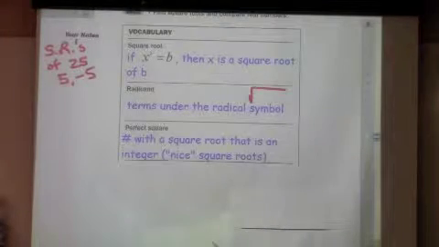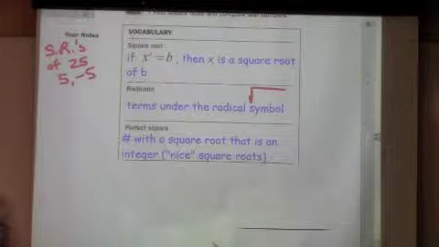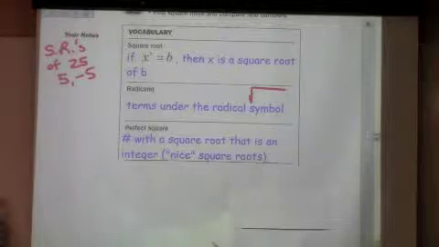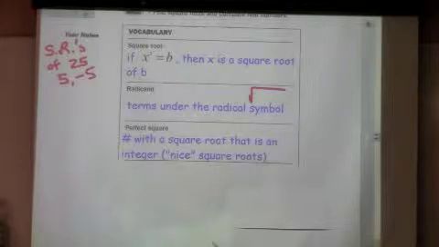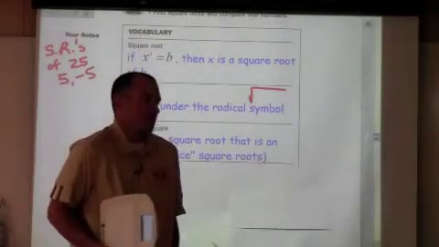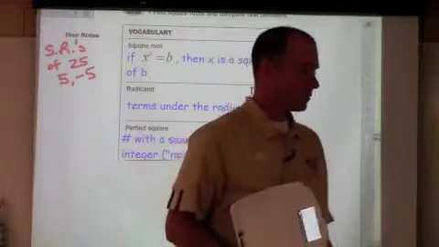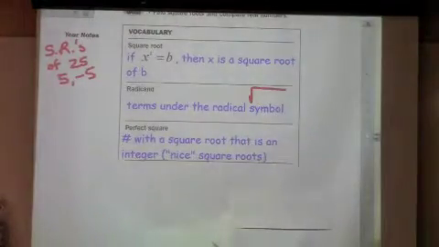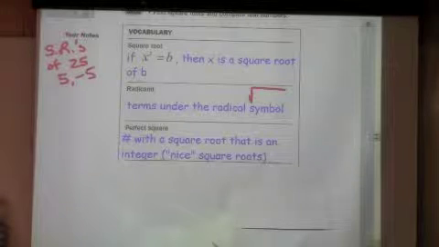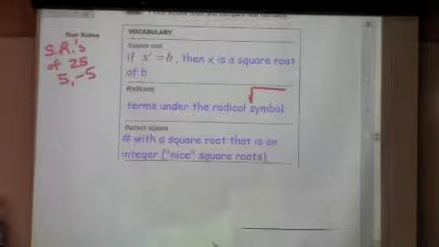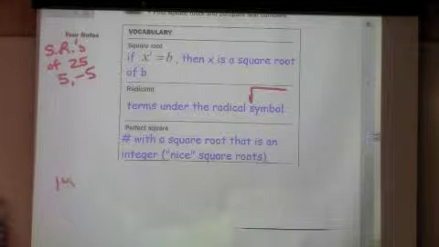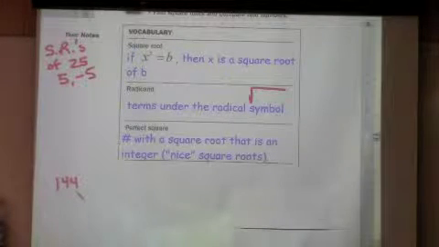All right, next vocab word, perfect square. A number with a square root that's an integer. I like to think of them as the nice ones. A lot of times square roots go on forever, they fill up your calculator screen, but there's some that are really nice. Can anybody give one? 144. Yeah, what's the square root of 144? 12. It's nice, it's 12, it's an integer.